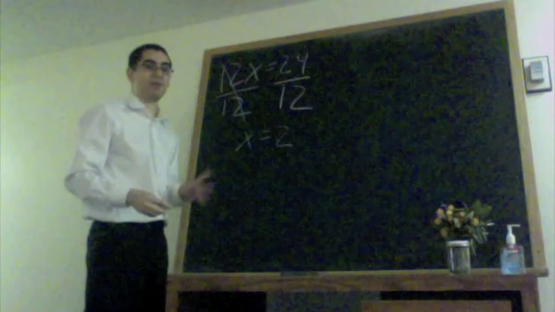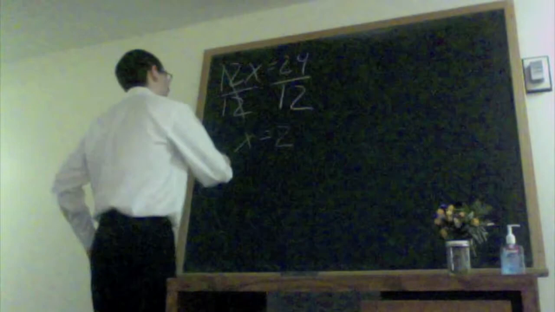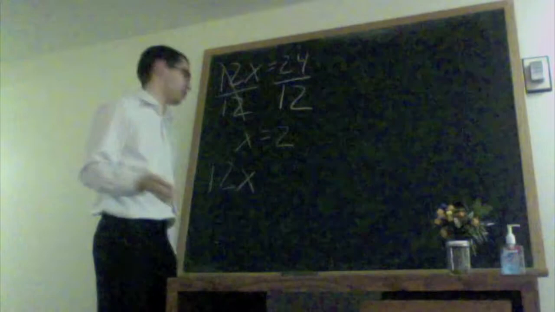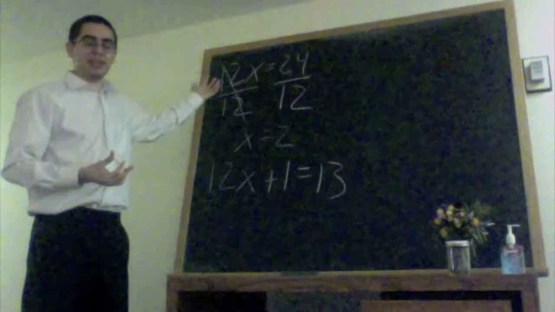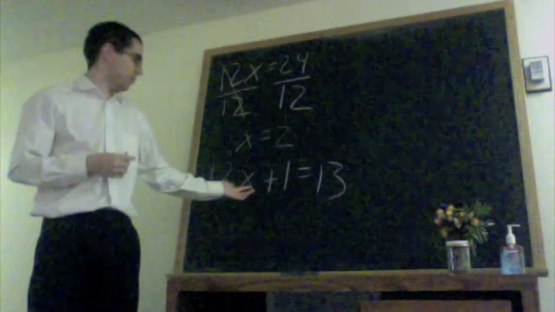Two step equations have an added element, basically, and that is that you have more than one option. More than one way you can try to solve it, which makes them a lot more confusing. Let's say 12x plus 1 equals 13. Should you do what you did last time and just divide by 12? No, you shouldn't. Or should you maybe subtract 1 from both sides? Like, how do you get x by itself? Which step do you do first?